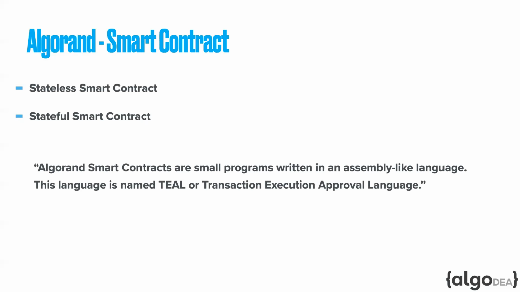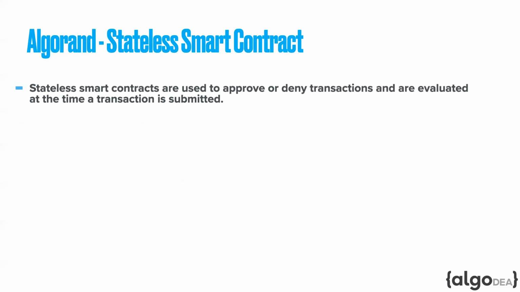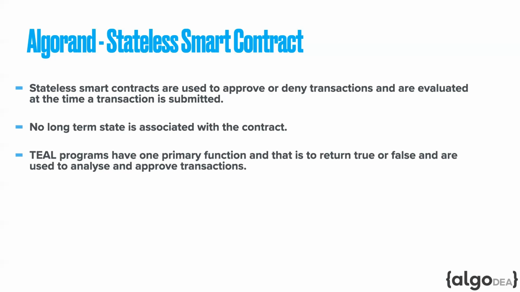Approval Language. Stateless smart contracts are used to approve or deny transactions, and these are evaluated at the time a transaction is submitted. No long-term state is associated with the contract. So in a stateless smart contract, you cannot maintain state. TEAL programs have one primary function in this case, and that is to return true or false, and are used to analyze and approve transactions.